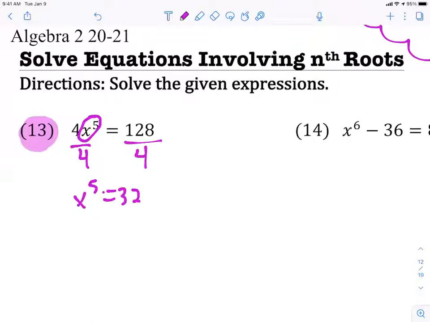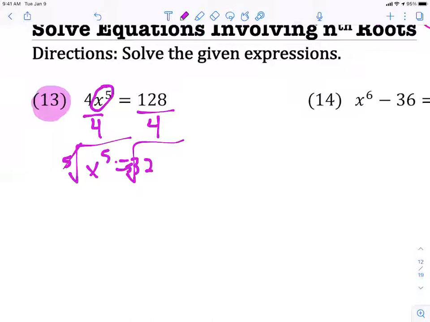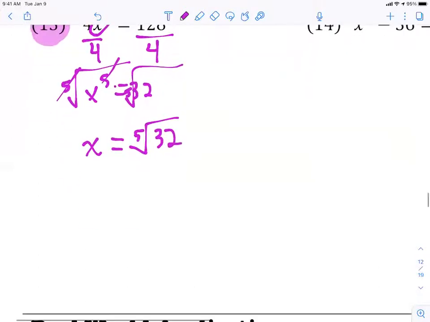Now that we're at this stage, we can go ahead and undo any of the powers. And we do that using whatever root undoes the power. So if I have x to the 5th, that tells me I'm going to take the 5th root. And I'm going to do it to both sides because I'm working with an equation. So 5th root of something raised to the 5th, that's going to cancel. And all we now have to do is focus on taking the 5th root of 32.